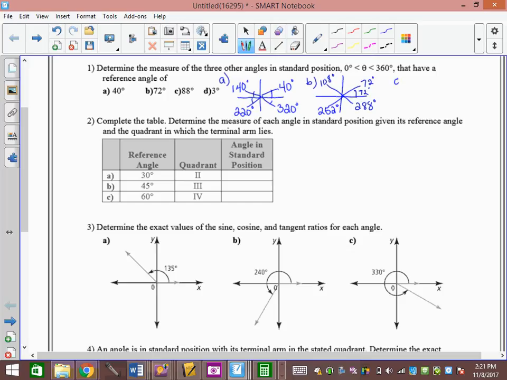C, if it's 88. So it's 88 here. This one's going to be 92. This one's going to be 180 plus 88, so 268. And then 360 minus 88 is what?